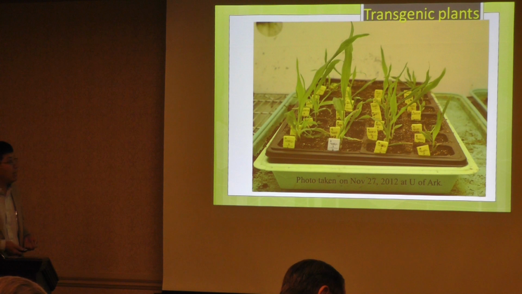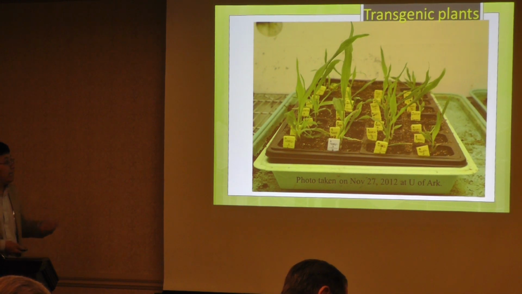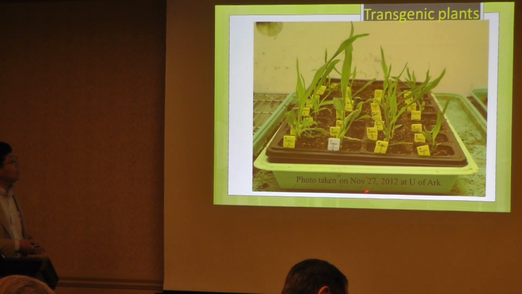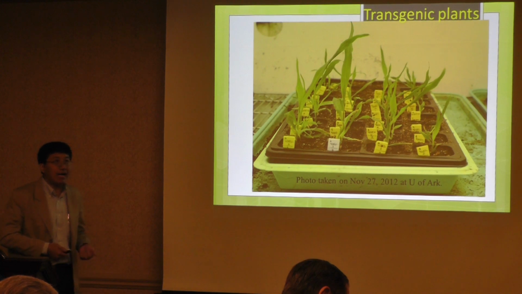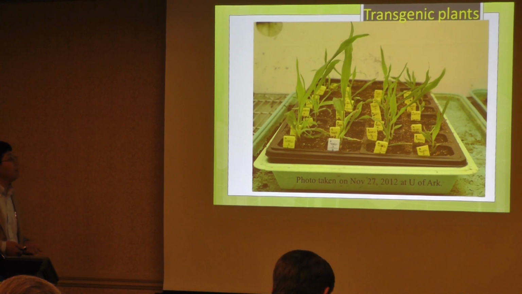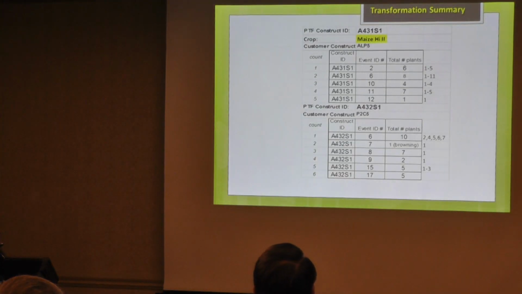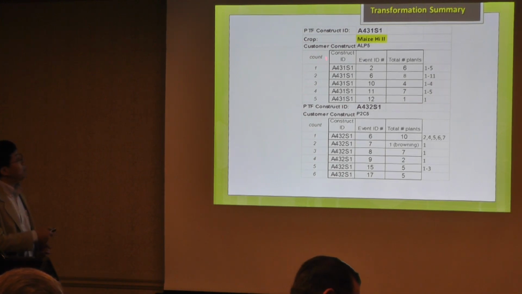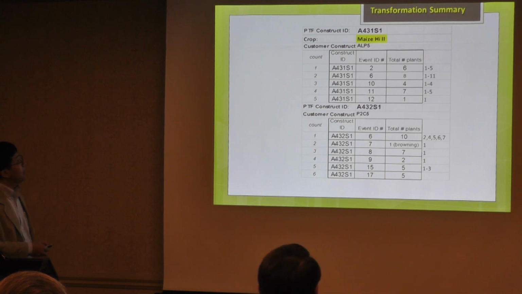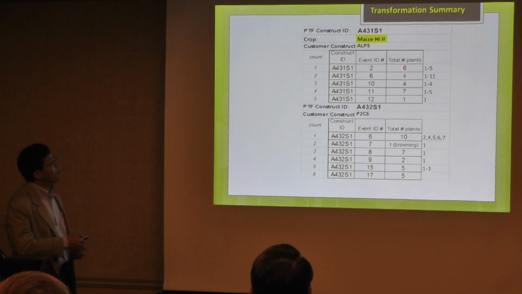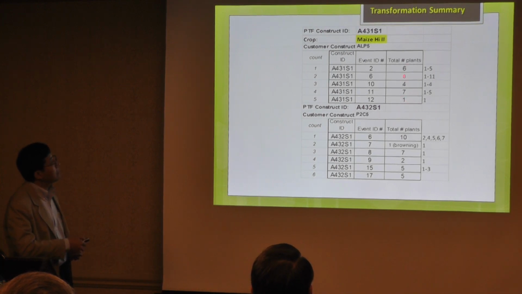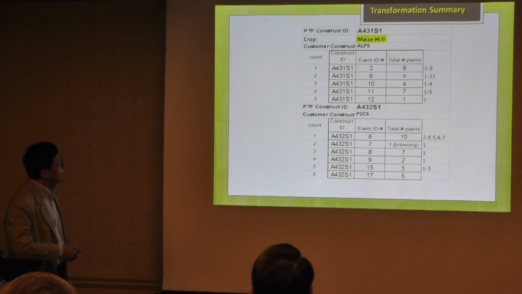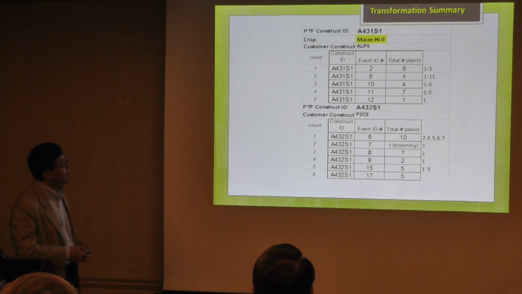This is the plants about a week after we potted, and this is the photo I took in Arkansas. It's very tiny at the beginning, but they are big now. We did 5 independent transformation events from our construct, and for this one we got 6. This is how many plants for each of the events they sent to Arkansas. Sometimes we only have 1 plant, sometimes 6 or 8 plants. This has 6 events ranging from 1 plant to 10 plants.